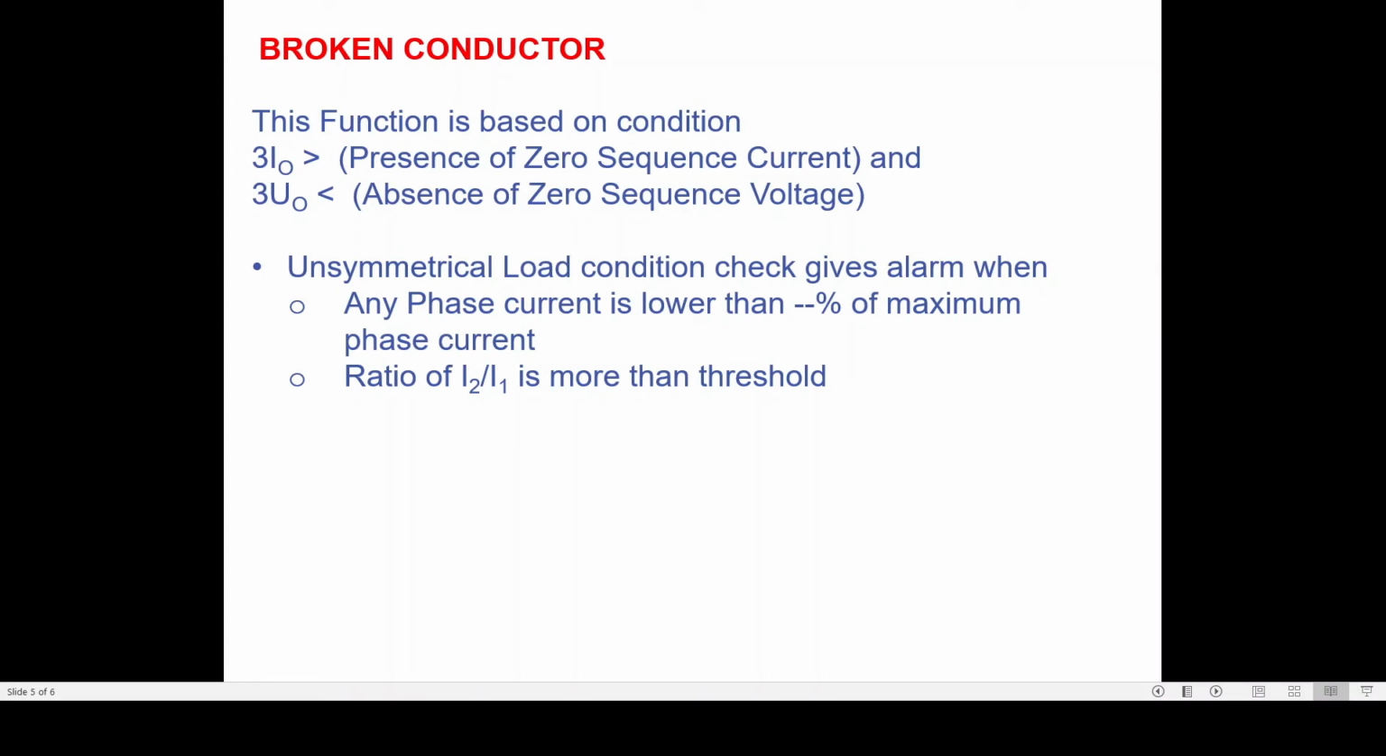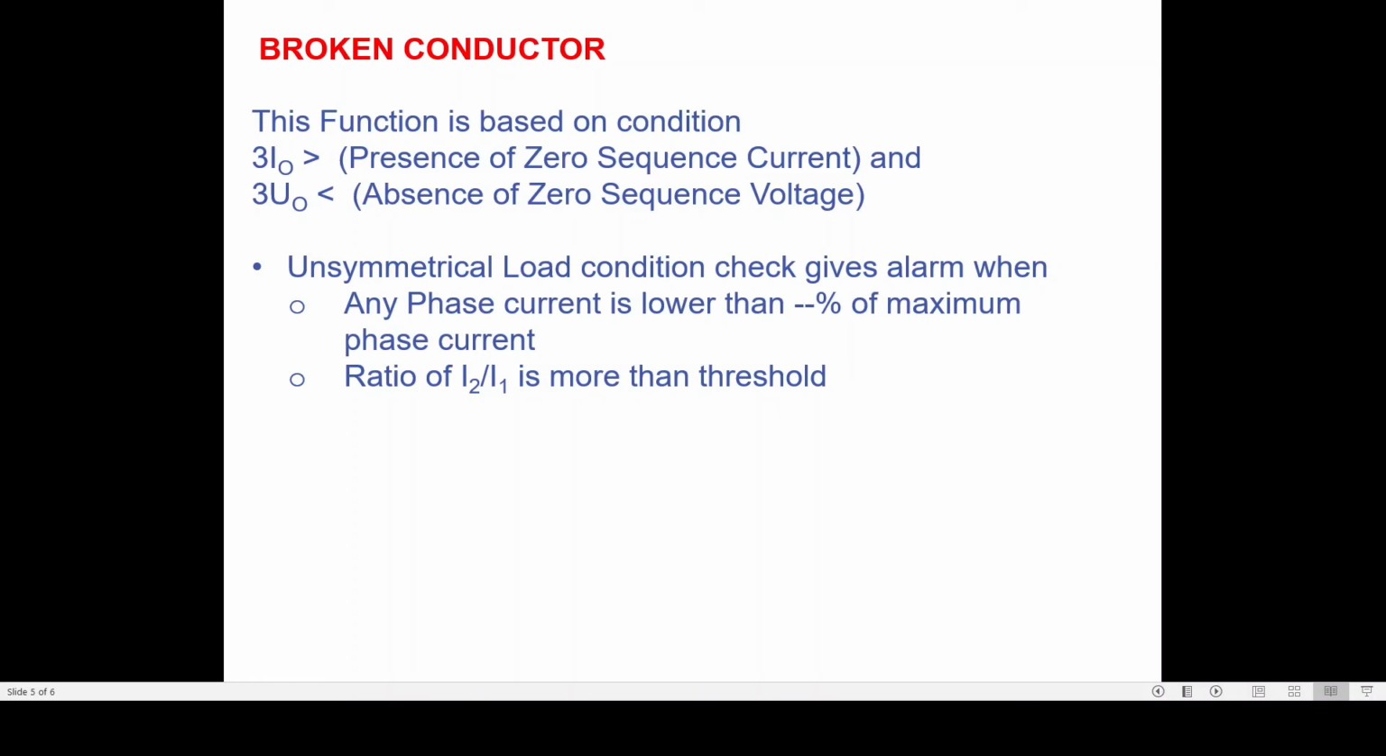The next method is the ratio of I2 by I1. Here I2 is your negative sequence current and I1 is your positive sequence current. If that ratio is greater than the set threshold, the relay will issue a broken conductor alarm. Generally, in case of broken conductors, only alarm is provided.